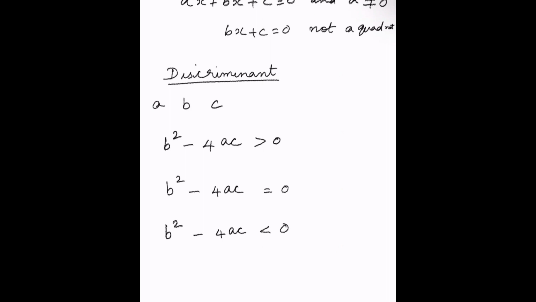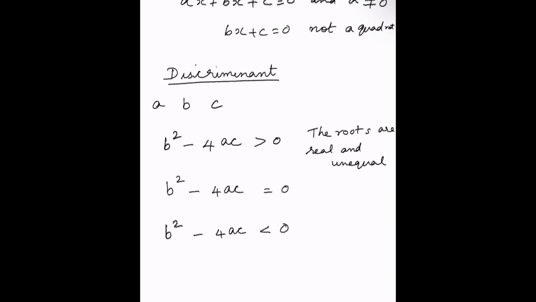If it is greater than 0, that means the roots, or the values of x, are real and unequal. That's the meaning: real and unequal. So x can take the value 2, and x can take another value like 3 or 4, but not 2 again. That's the meaning of the roots being real and unequal. Real means a possible value.